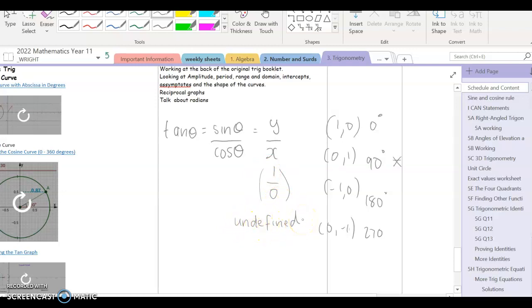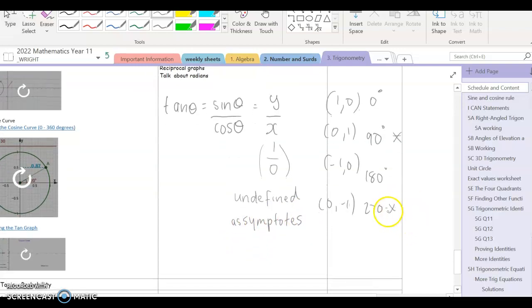So when we come to that on our tan graph, we're going to get something called an asymptote. It's a point that is undefined where our graph can't exist or can't cross. And the same is going to happen at 270 degrees. So let's jump across to the tan curve now and have a look.